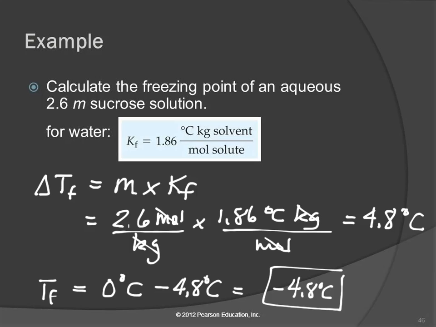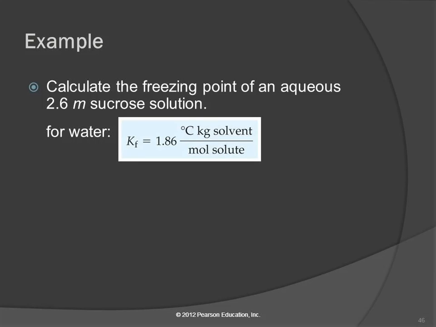So let's look at the other method. So we're going to look at this 1.86 degrees Celsius kilogram solvent per mole solute. And we're trying to find something that's related to temperature, right? A temperature change is what we need so that we can figure out what the freezing point is. So the unit that we want is in the numerator here. So that means we're going to leave this guy right side up, and we're going to try to get rid of kilograms and moles. And so we look at the other unit that we have.